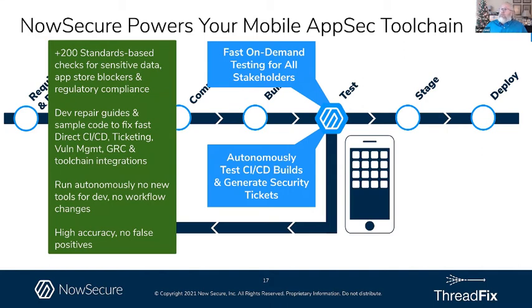So we plug into your tool chain and we can run in an on-demand mode, meaning any of your stakeholders can invoke a test whenever they want. Dev, QA, security, ops, whomever. But we also run in autonomous mode. And in autonomous mode, it's really exciting.